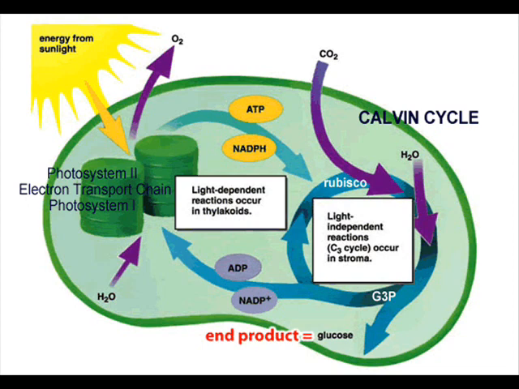The light reaction, which is completed in the thylakoids, takes H2O and ADP and creates ATP. The Calvin cycle, which is done in the stroma, takes this ATP, carbon dioxide, and more water to create the final product, glucose.